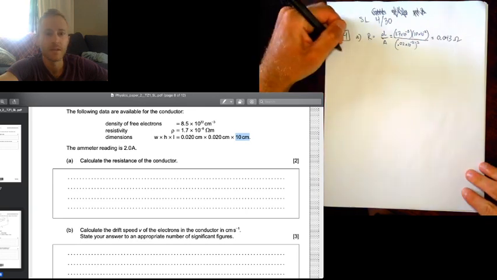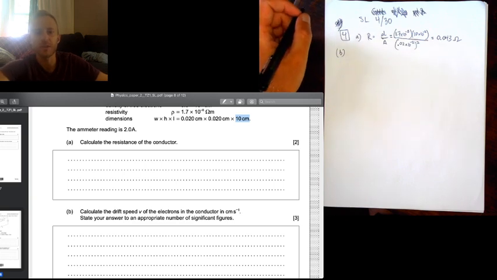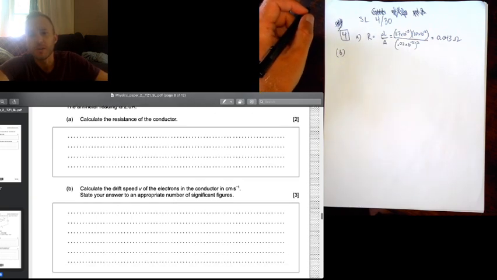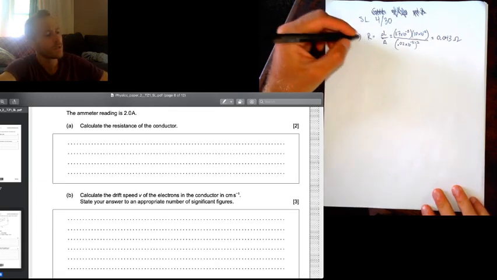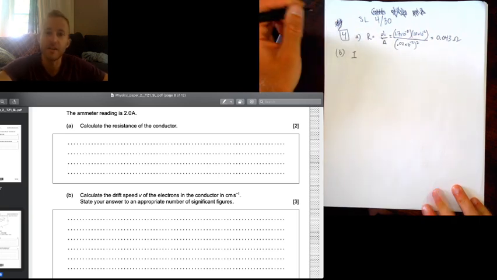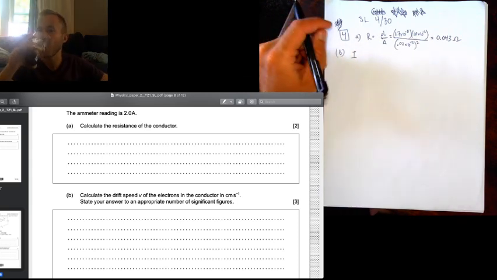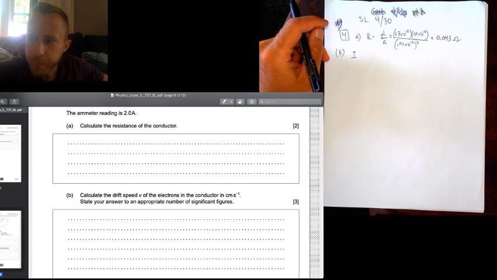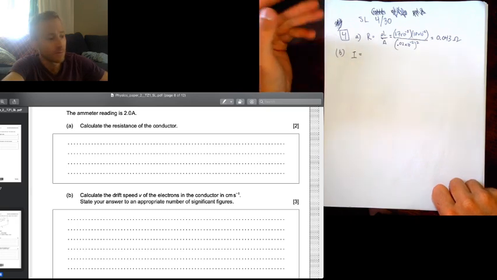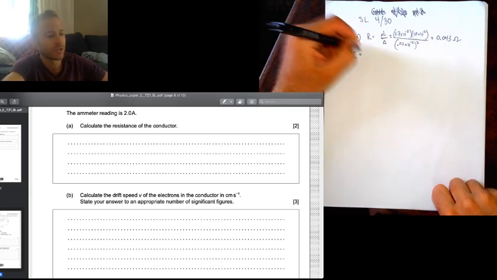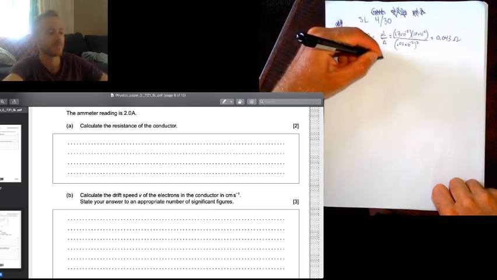B. Calculate the drift speed of the electrons in the conductor in centimeters per second. State your answer to an appropriate number of significant figures. So I taught you an equation for current, and I said that IB likes this equation, and it's talking about current at the microscopic level, and the equation is current equals Q N A V.